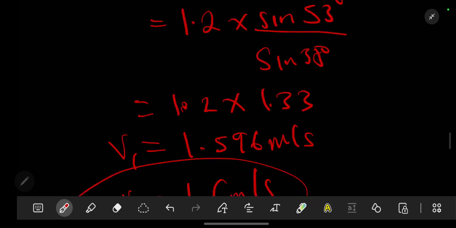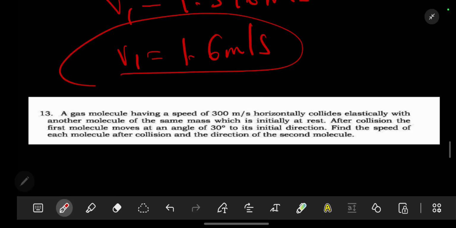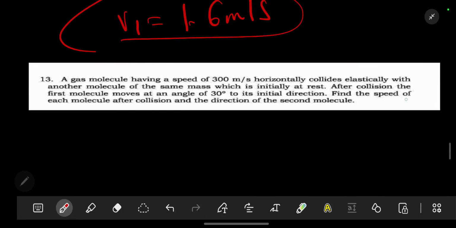Let's look at our next question. We have a gas molecule having a speed of 300 meters per second horizontally that collides elastically with another molecule of the same mass which is initially at rest. After the collision, the first molecule moves at an angle of 30 degrees to its initial direction. Find the speed of each molecule after the collision and the direction of the second molecule.